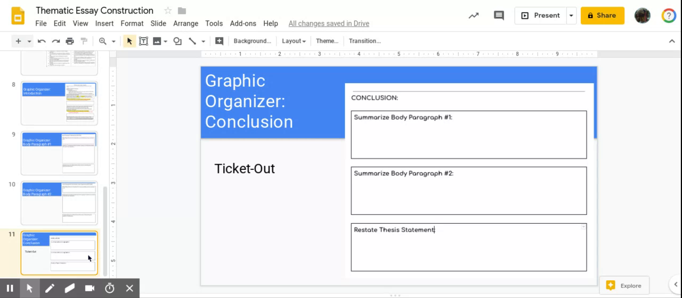So they should use this class period wisely and be able to get as much information on that organizer so they can transfer it into their summative assessment, the thematic essay.